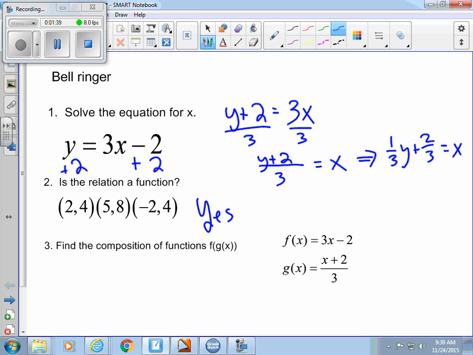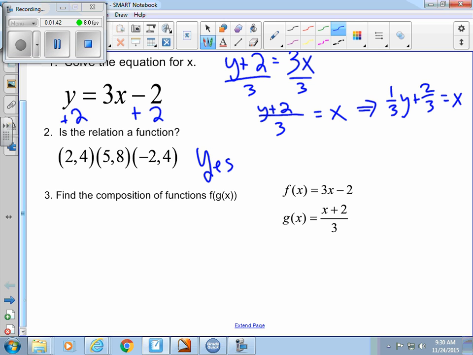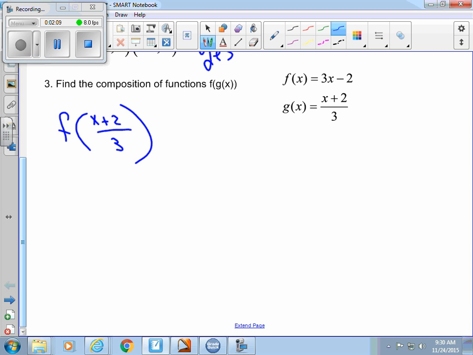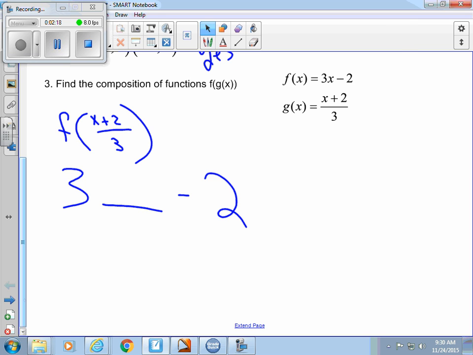Find the composition of those two functions. So this is a little bit of practice from the last 2 days. f of g of x, which is f of (x plus 2) divided by 3. So how do you do that? Put that in for x into the f function. I do 3 blank minus 2. Where that blank is, I'm going to put x plus 2 over 3.